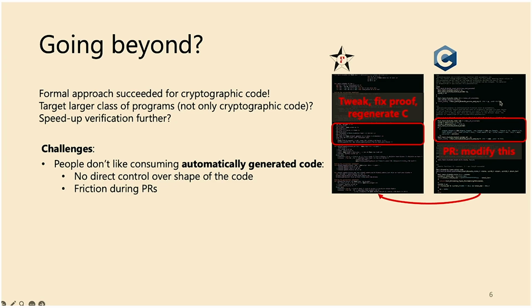For example, many functions get inlined. So we identify the part of the code which is problematic, we tweak it, we fix the proof, regenerate the C code. Just replaying the proofs of the HACL* cryptography library takes around 40 minutes on a quite good machine. So there are a lot of frictions there.